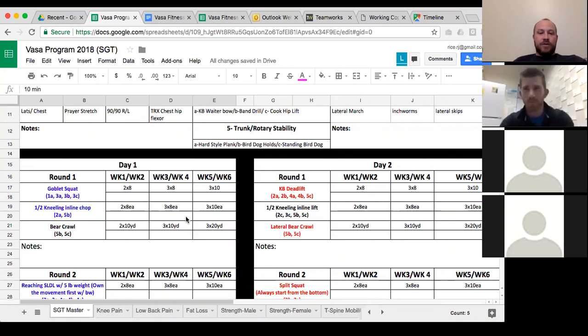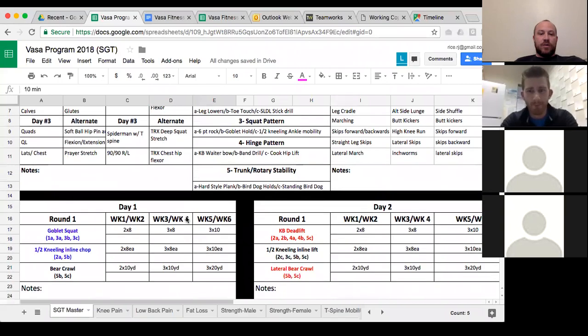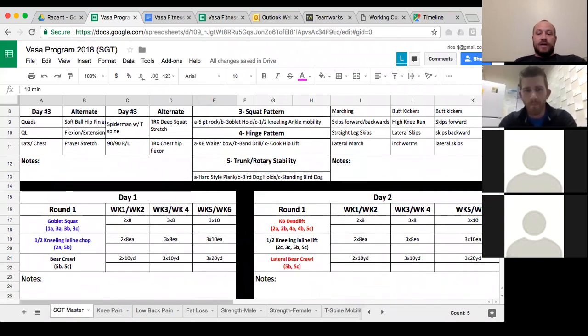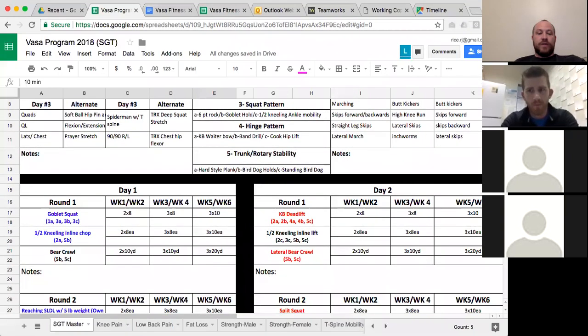Okay, today we are talking programming. And so what we wanted to do is use what we're going to be using here soon in the next few weeks for our new programming. We're going to use this as the template and talk through it, talk about the philosophy behind it. What's the thought process? Why are we doing this? Why are we doing that?